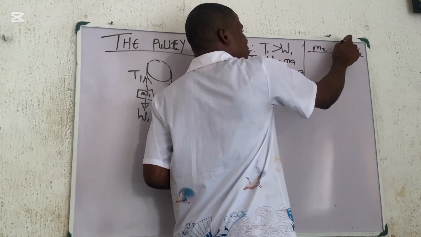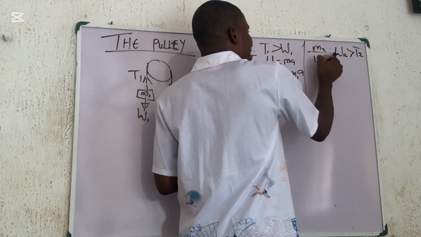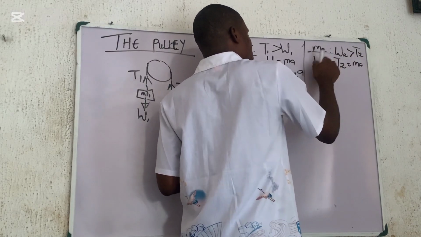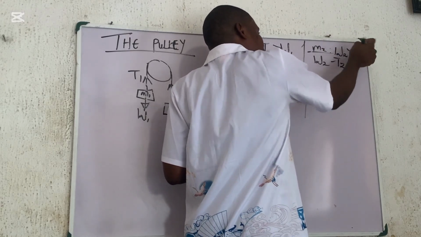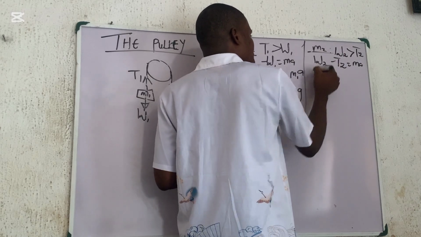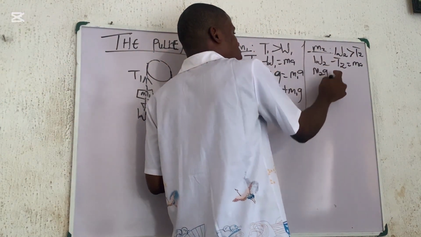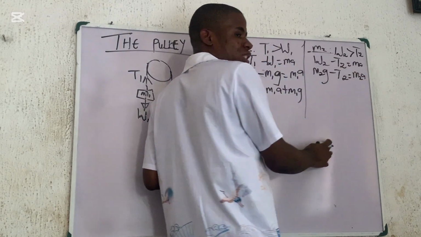Now, since the weight of mass 2 is bigger than the tension on the rope on mass 2, when I take the difference, W2 minus T2, it should give me another force, because both of them are forces. The subtraction should give me a force, and a force is mass times acceleration. Now, the weight of mass 2 is what? M2 what? G. Do you understand that weight is mass times acceleration due to gravity, minus T2 is equal to M2A? I hope you understand at this point.